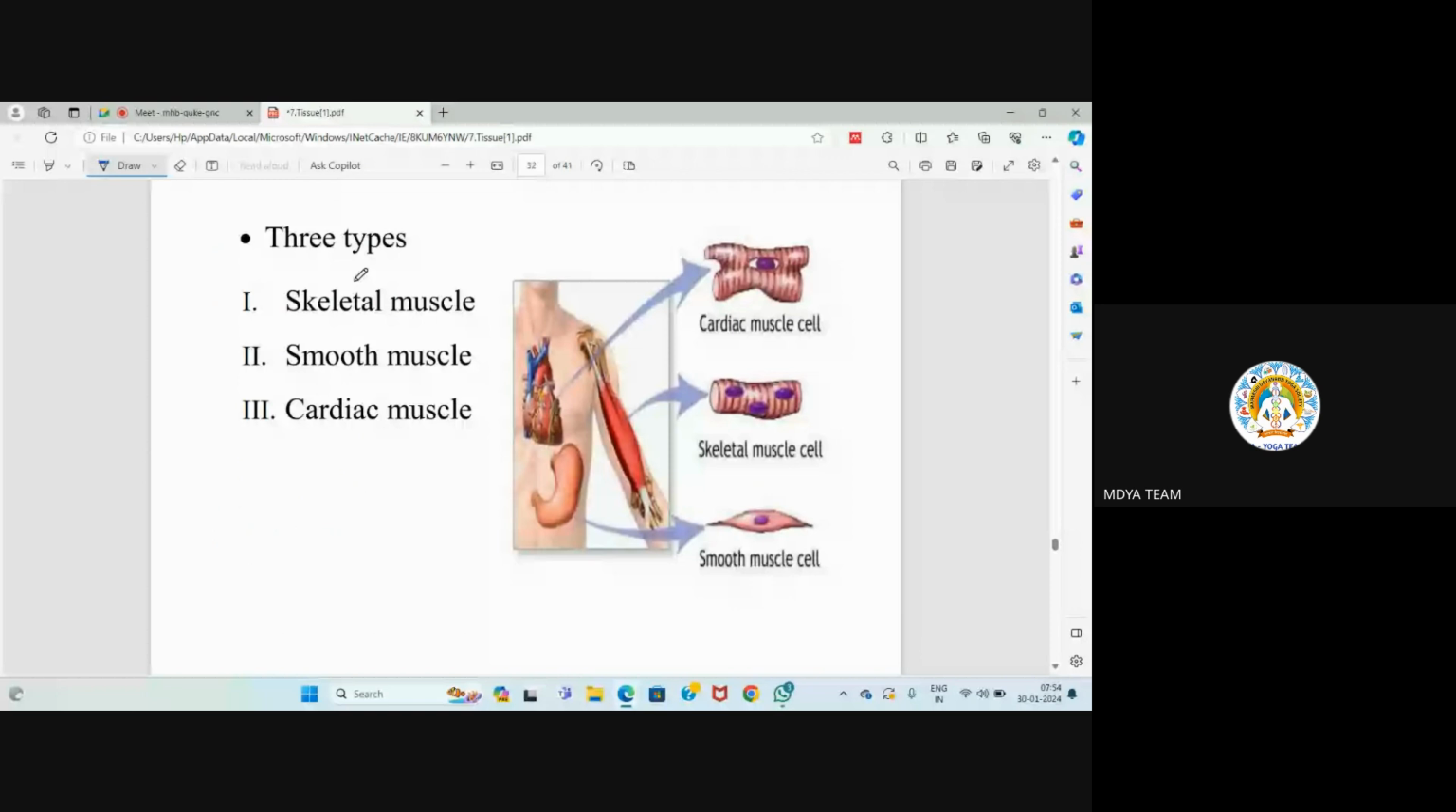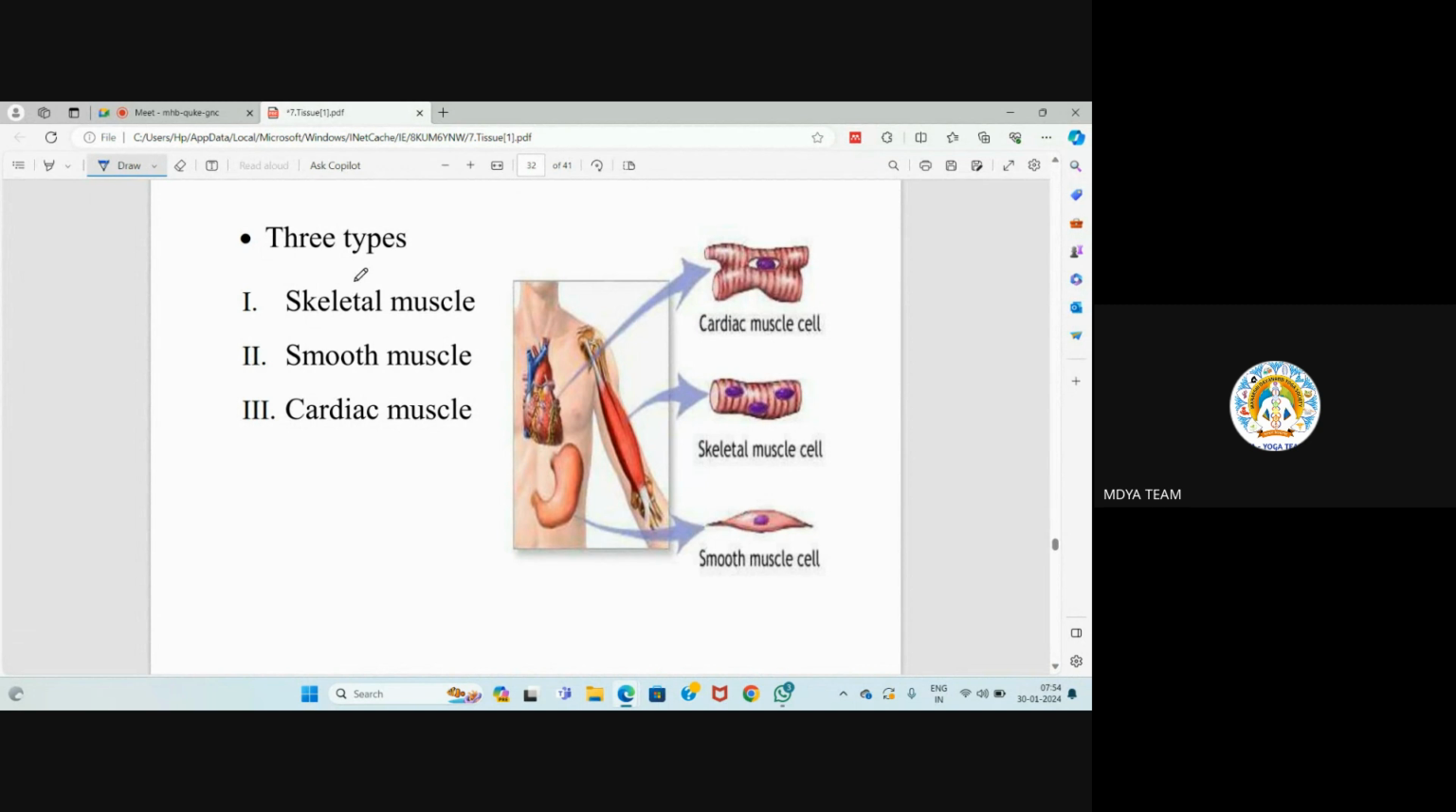Three types of muscle are present in our body. First one is skeletal muscle, second one is smooth muscle, third one is cardiac muscle. So you can see how special our heart is. The heart has its own kind of muscle that is very different from the whole body. That is known as cardiac muscle.